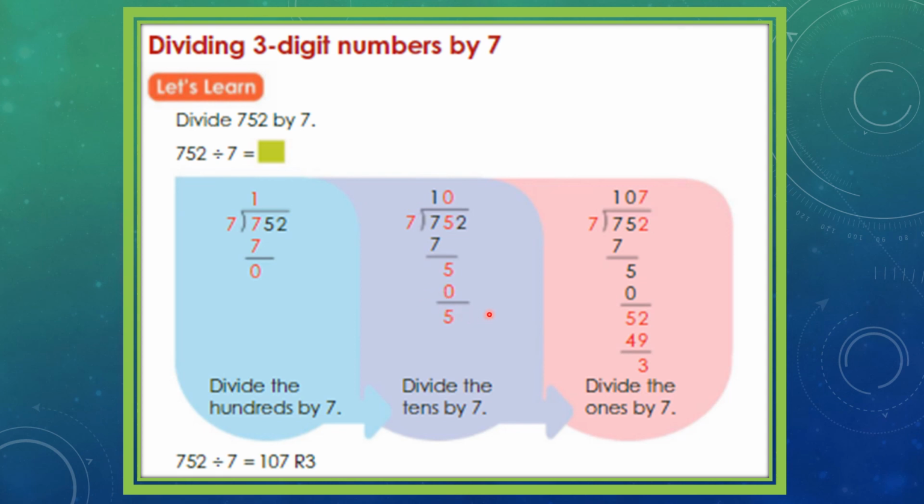Then step 3, class, shows we need to bring down now the 2 here. So the new number is 52. Then the next thing is to divide that by 7. So 52, class, divided by 7 equals 7. 7 times 7 equals 49. Then let's subtract now. 52 minus 49 equals 3. So the quotient of 752 and 7 is 107 remainder 3, because the 3 here, class, is the leftover. So the leftover will be our remainder.